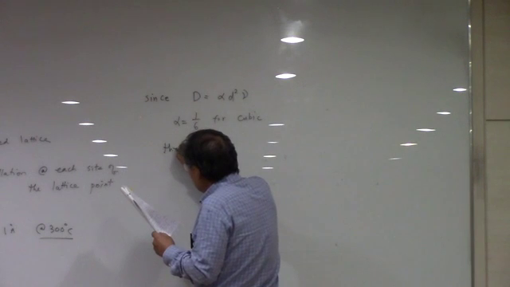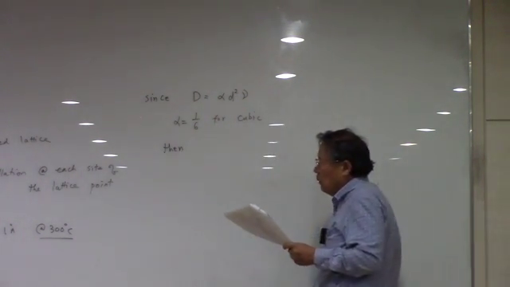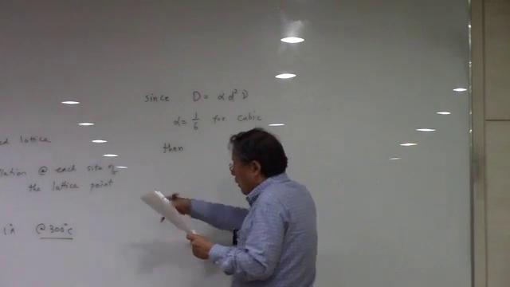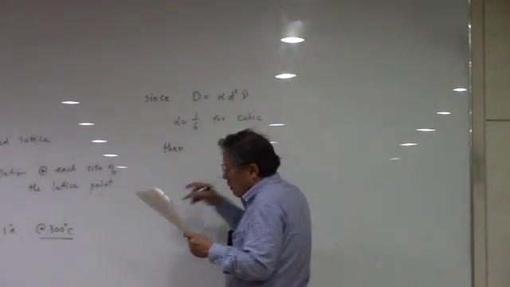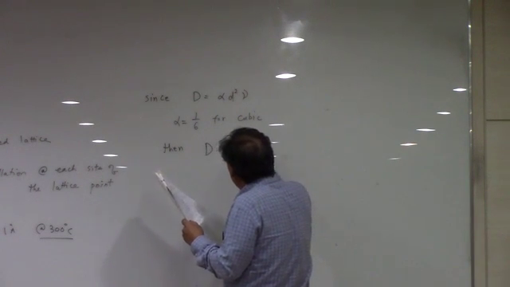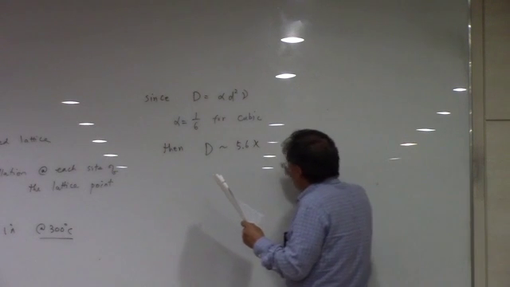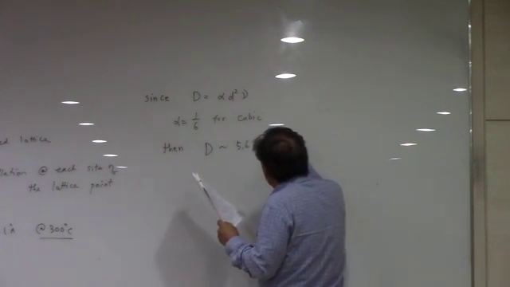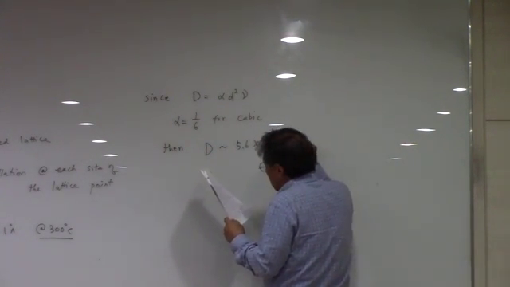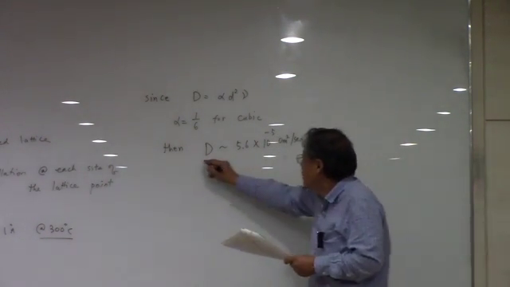Then if we apply the jump frequency nu, the diffusion coefficient turns out to be 5.6 times 10 to the minus 5 centimeters square per sec.